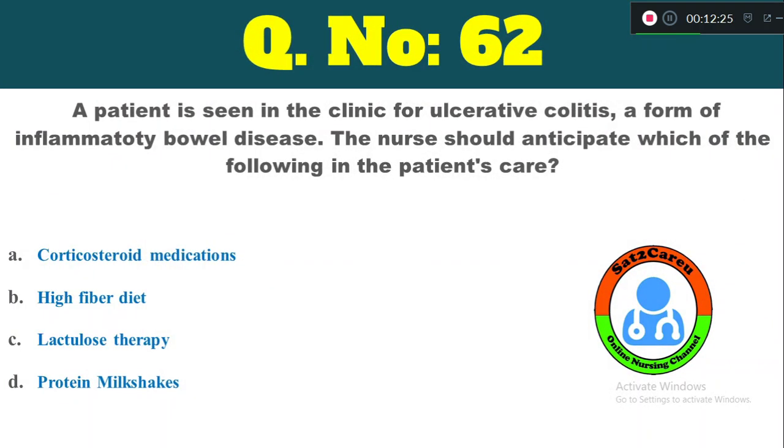Question number 62. A patient is seen in the clinic for ulcerative colitis, a form of inflammatory bowel disease. The nurse should anticipate which of the following in the patient's care? Option A, corticosteroid medication. B, high fiber diet. C, lactulose therapy. Option D, protein milkshakes.